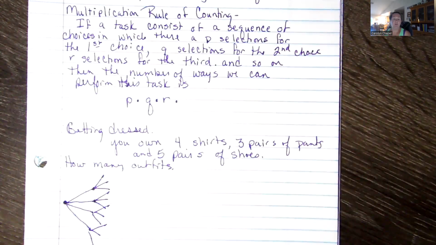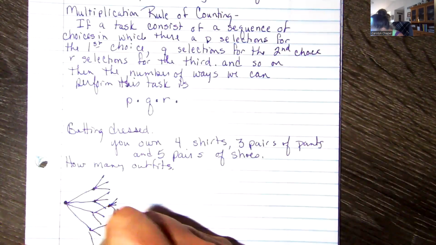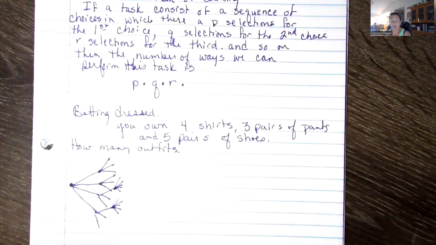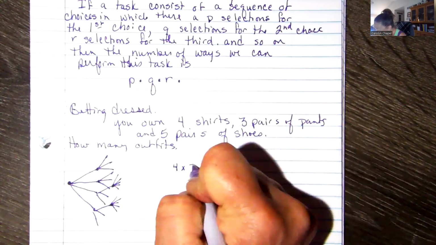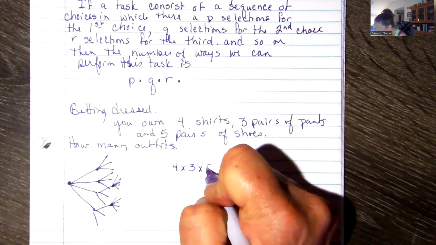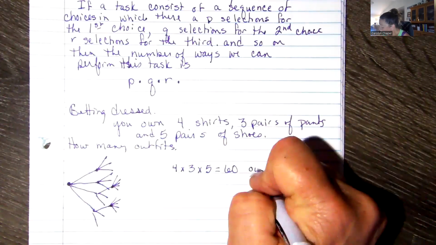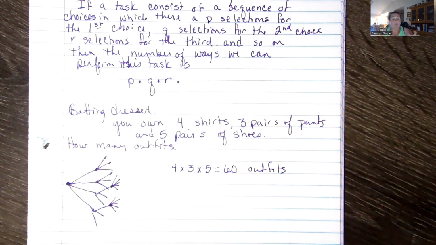Now imagine further that we're going to put those shoes on. My tree's going to get very messy here, but from each of these, we'd have our 5 shoes. I'm just going to draw a couple of them so you can see the idea. So we would have 4 times 3 times 5, or 60 different outfits. If I had drawn the complete tree, you would have seen all 60 different paths.